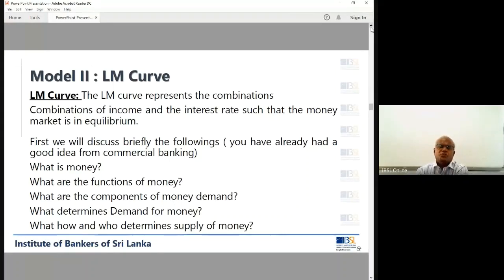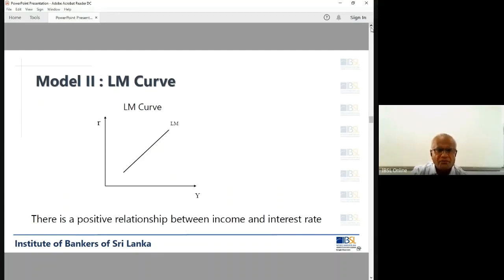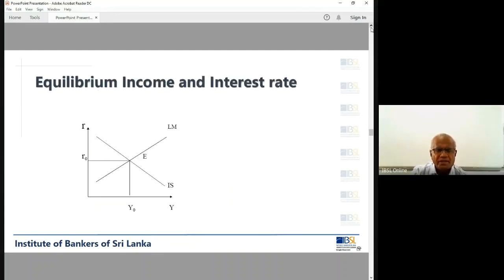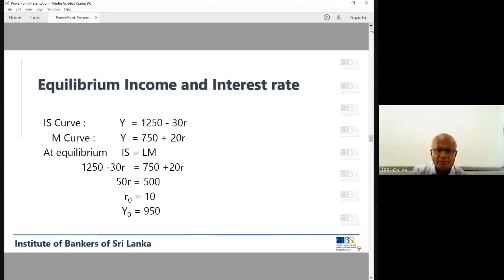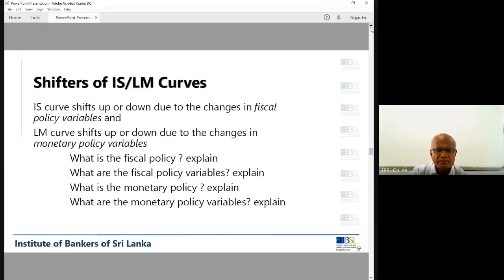Does the position of the LM curve depend on some variables, monetary policy variables? The position of the IS curve depends on some variables, fiscal policy variables. After that, we derived the equilibrium income and interest rate. I think we believe that we derived that.